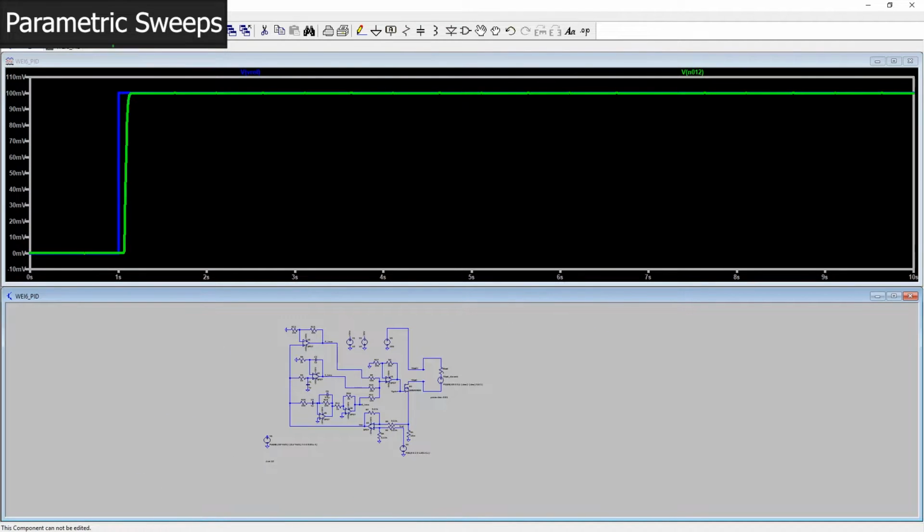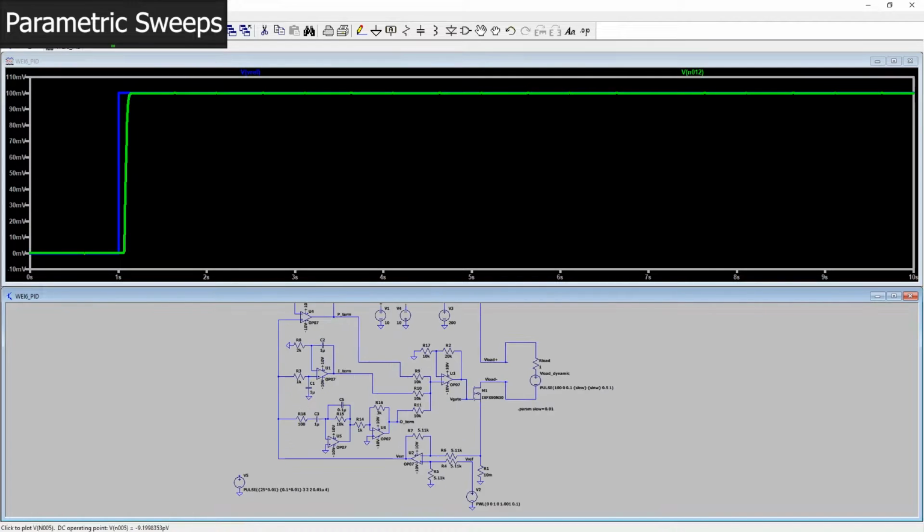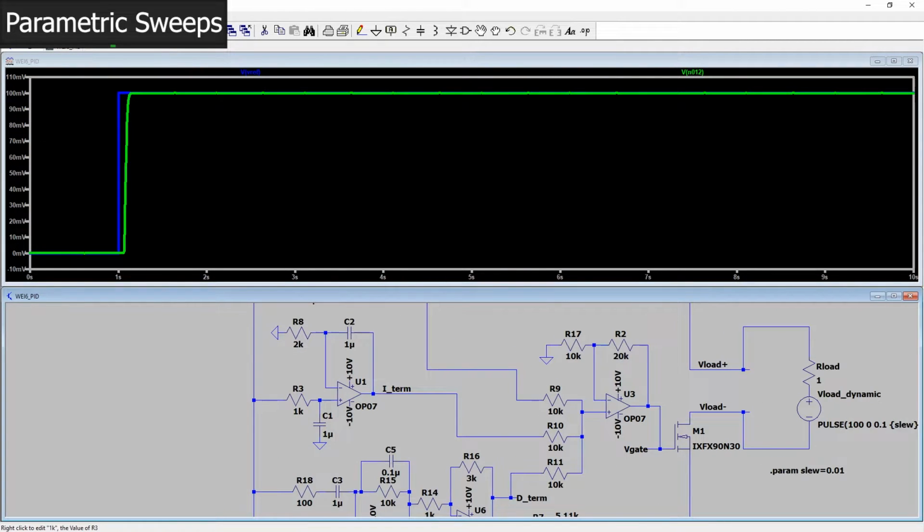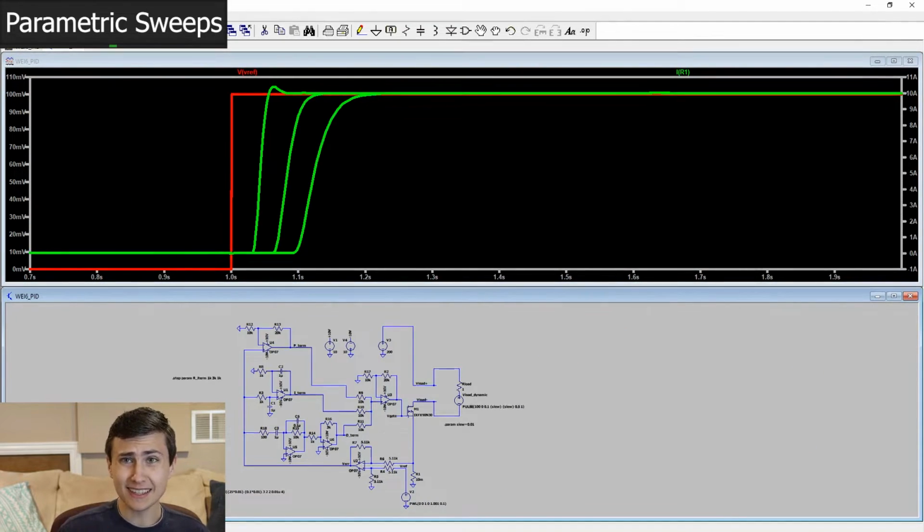You know what might be fun? Let's do some parametric sweeps of some of these parameters. Yeah, I'm gonna get that set up. Let's come right back. So what we can see when we tweak that resistor, we're tweaking that I term resistor from 1K to 3K in 1K increments. That lowest resistor value provides the fastest transient response with a little bit of overshoot.